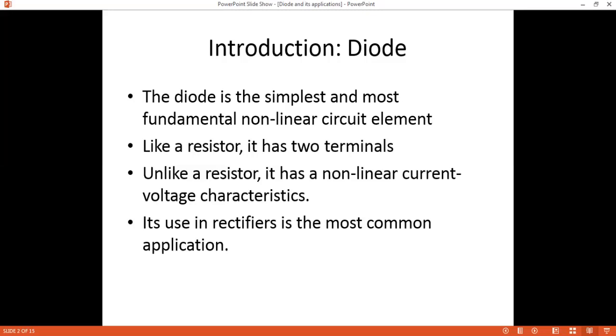Its use in rectifiers is the most common application. The diodes are most used in rectifiers. What is a rectifier? It converts AC current into pulsating DC. That is the rectifier, in which diodes are used.